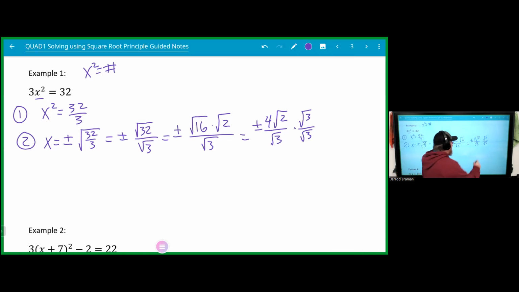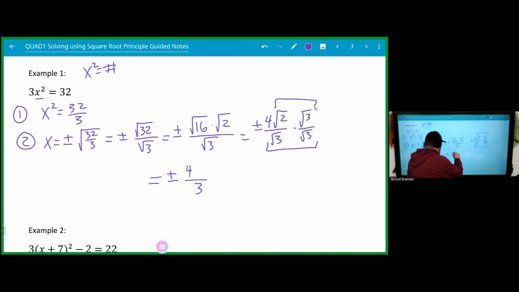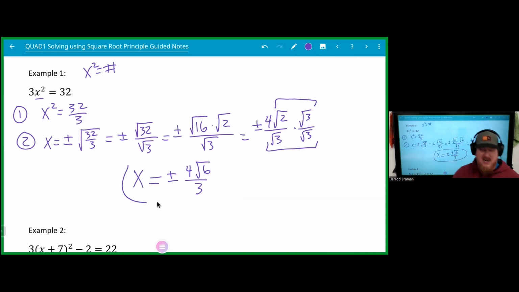But what happens here? Square root of 3 squared, remember, those undo each other, squares and square roots, inverse operations. My denominator is just 3. My numerator, I've got the 4 in here. Don't forget plus and minus, Mr. Brayman. Plus and minus, my 4 does not change. And then I group my root 2 times root 3 into root 6. My full answer is x equals plus or minus 4 root 6 divided by 3.